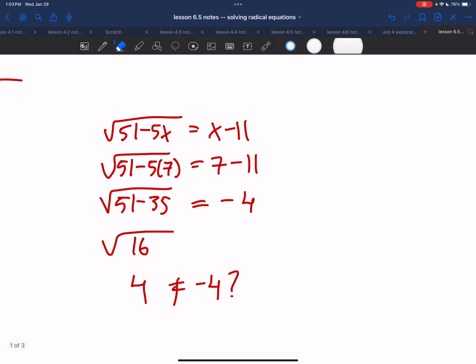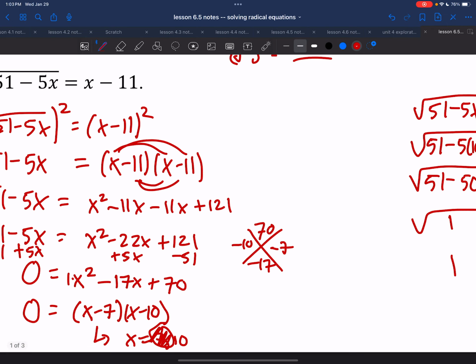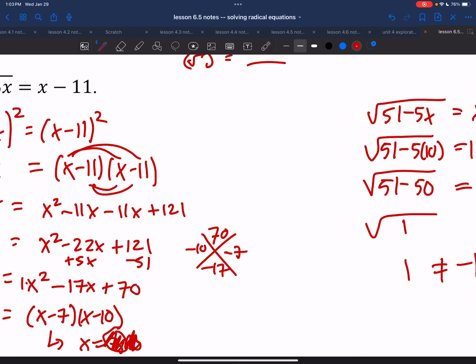So actually I can just change a little bit of the math here. That becomes a 10. This will become a 10 as well, okay? So 51 minus 5 times 10, that's 51 minus 50, which is just 1, right? And so I say, okay, that's the square root of 1, which is 1. But 10 minus 11 is negative 1. That means 1 does not equal negative 1. Oh, shoot. That means 10 doesn't work either. Therefore, there are no solutions, yeah?